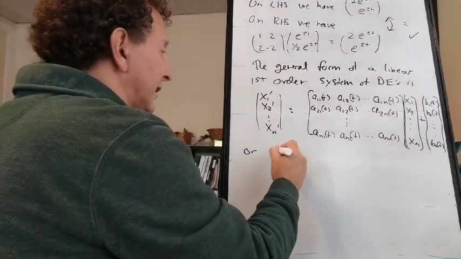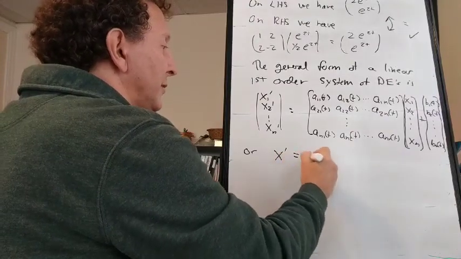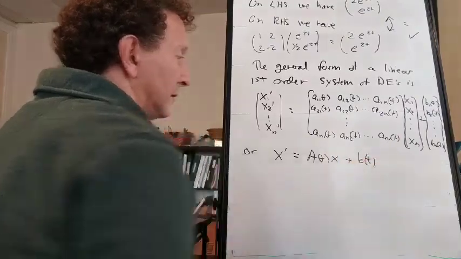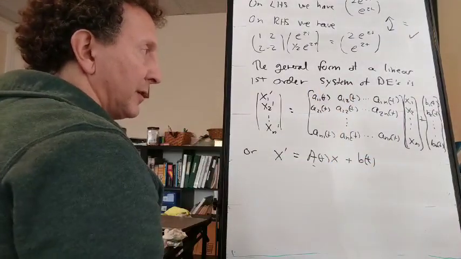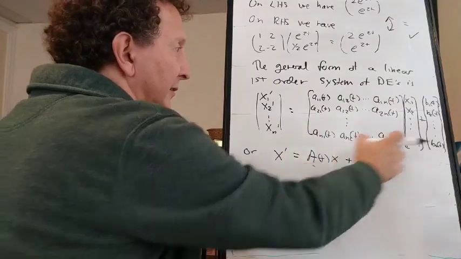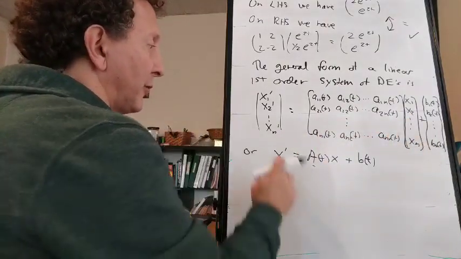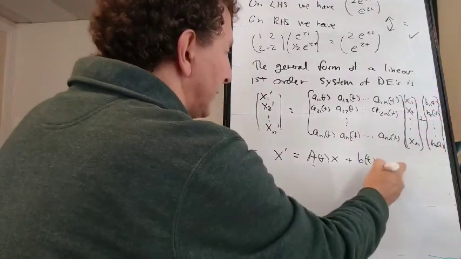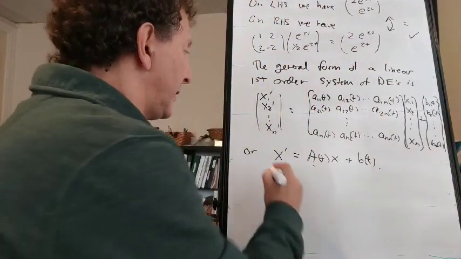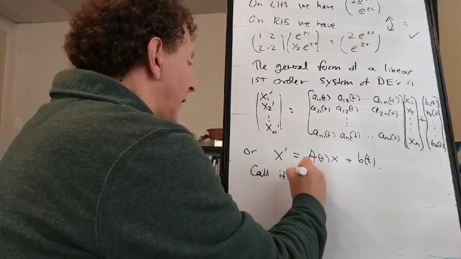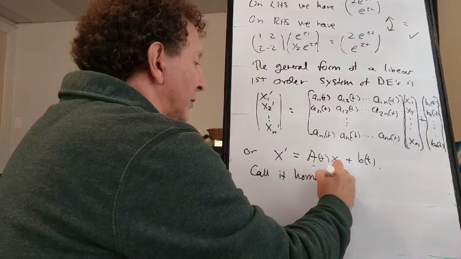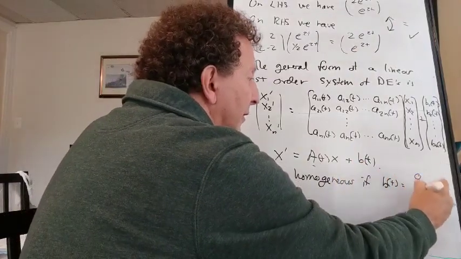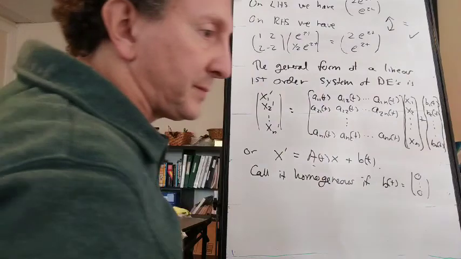Or to make this shorter, I guess I could say x prime equals A of t x plus B of t. So A of t is this matrix of coefficient functions. X is the vector of functions that we want to solve for. X prime is a vector of its derivatives. B of t is this vector of optional functions there. Again, we call this homogeneous if B of t is just the zero vector. So no functions are there on the right.